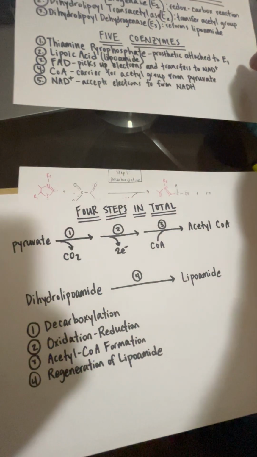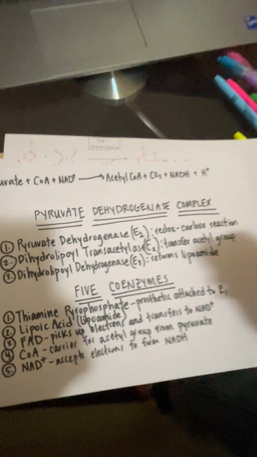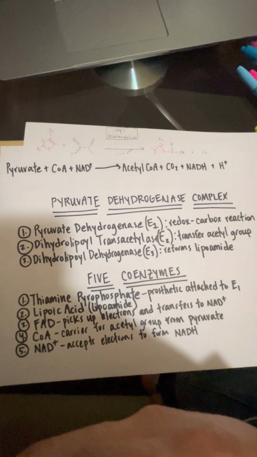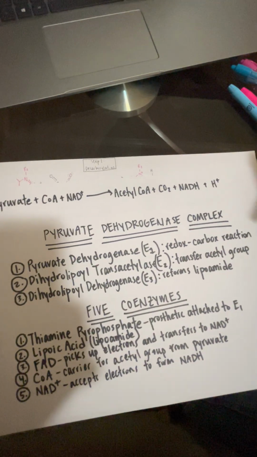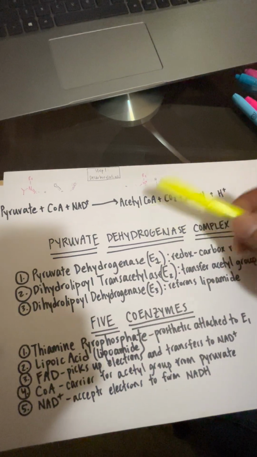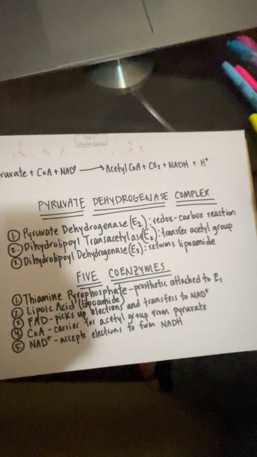This is pyruvate decarboxylation with the use of our pyruvate dehydrogenase complex and our 5 coenzymes that allow us to prepare pyruvate into acetyl-CoA so that we can enter the citric acid cycle.